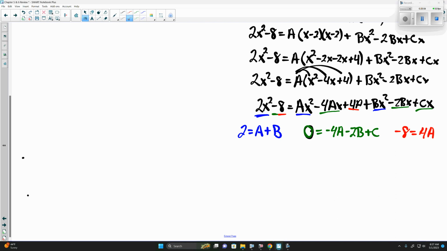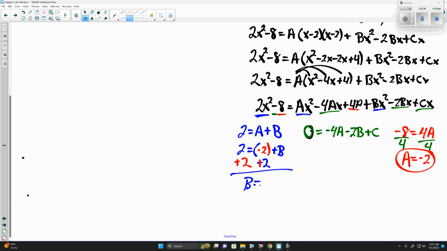We're going to solve from here. Well, I can solve a first by dividing both sides by 4, telling us a is -2. Now we can plug it into the first one, telling us 2 is equal to -2 plus b. At this point here we can add 2 to both sides, telling us b is 4.